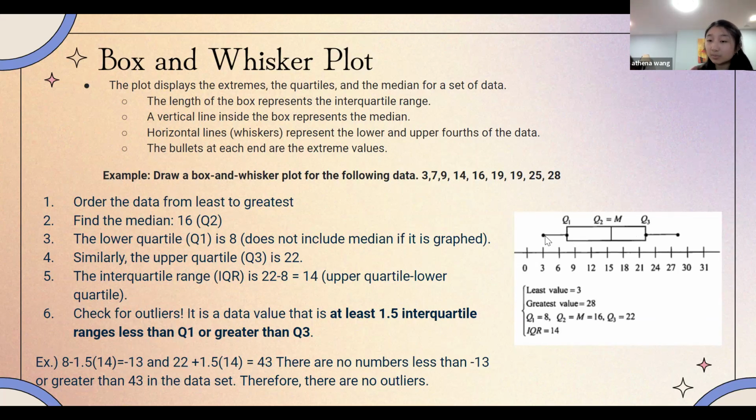But we don't have any points that are less than negative 13. And then we do that on the other side. So we have that this is 22, and so we add 1.5 times 14. That would get us 43, but there are also no numbers that are greater than that. So there are no numbers that are greater than or equal to that. Okay, so there are no outliers.